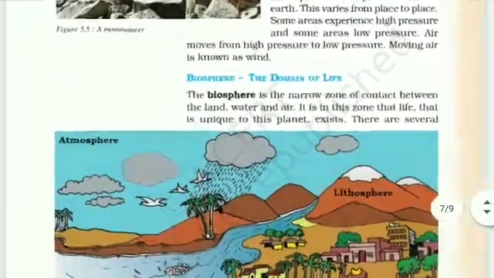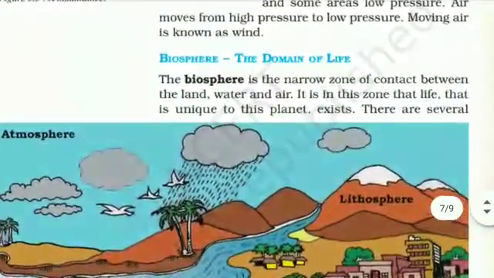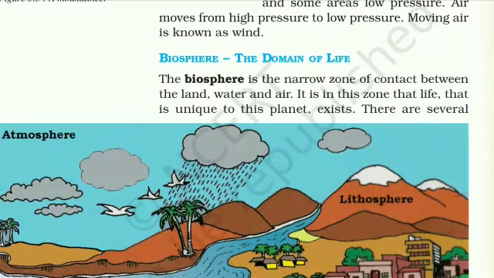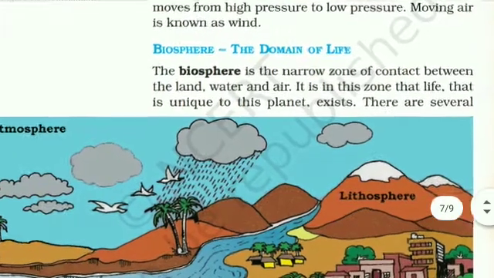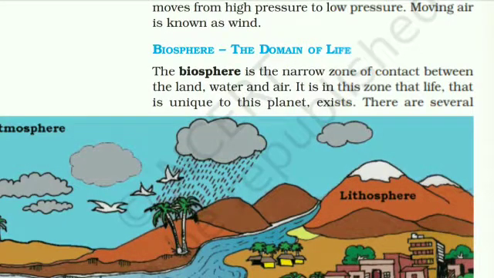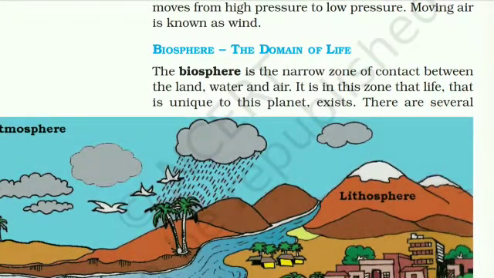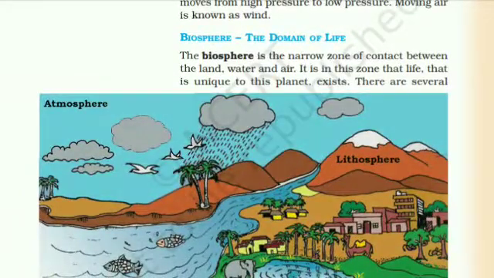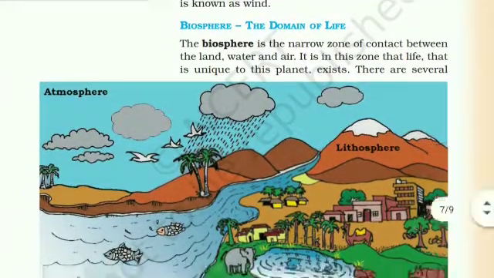Next one is biosphere. Biosphere is a narrow zone of contact between the land, water, and air. It is in this zone that life, unique to this planet, exists. All the living organisms, including humans, are linked to each other and to the biosphere for survival. The organisms in the biosphere may broadly be divided into the plant kingdom and the animal kingdom.